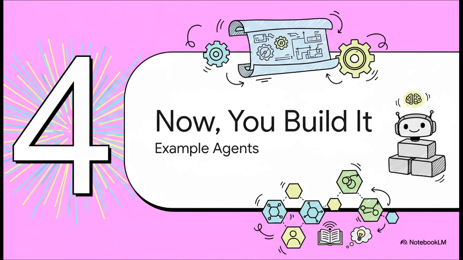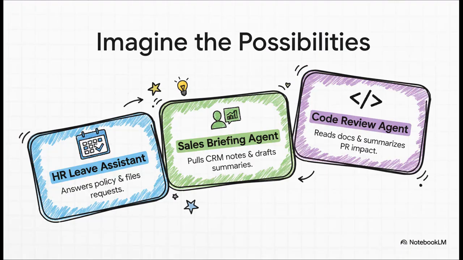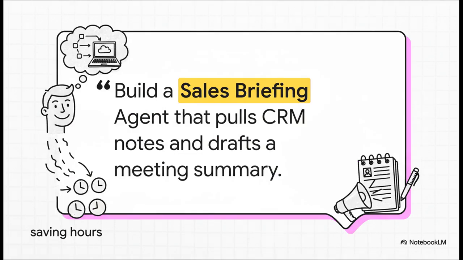All right, with that critical safety stuff covered, let's get back to the fun part. This is where we go from just understanding the blueprint to actually dreaming up what you can build with this. I mean, the possibilities here are huge, and you can get a first draft of one of these up and running in just minutes. Think about that HR assistant we talked about. Or what about a sales briefing agent that automatically pulls all the recent notes from your CRM? You could even build a code review agent to help your developers summarize the impact of new changes. How cool is that?